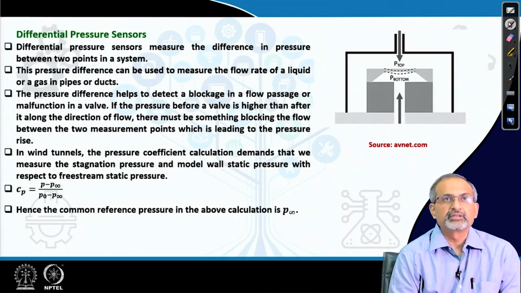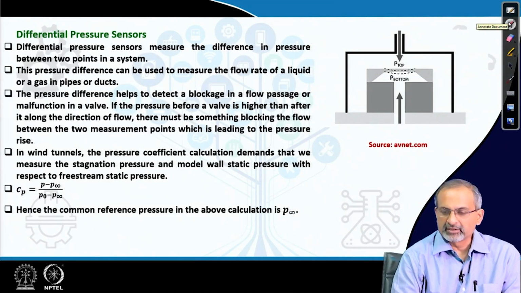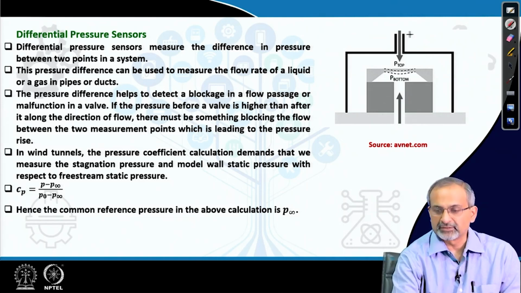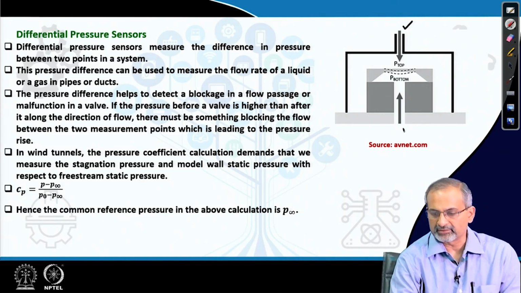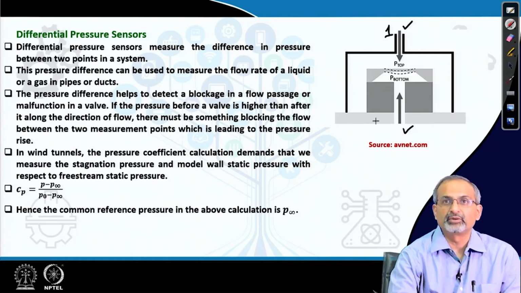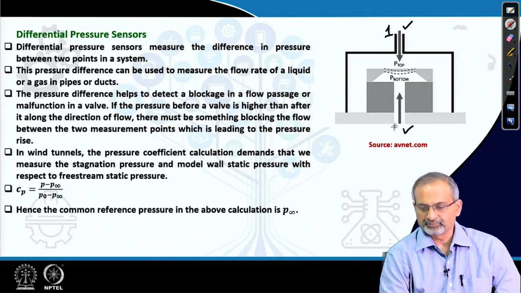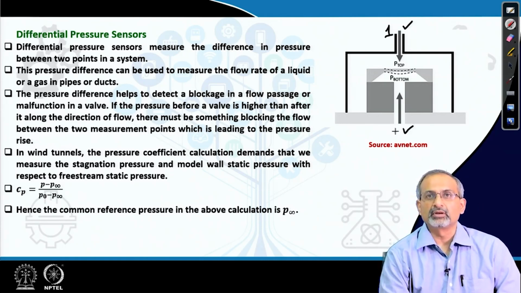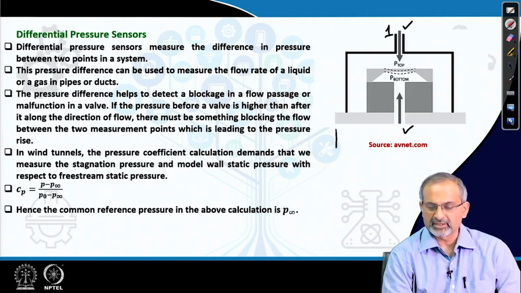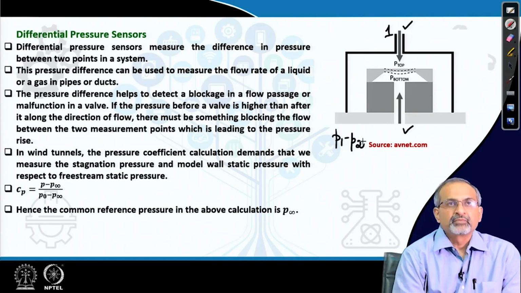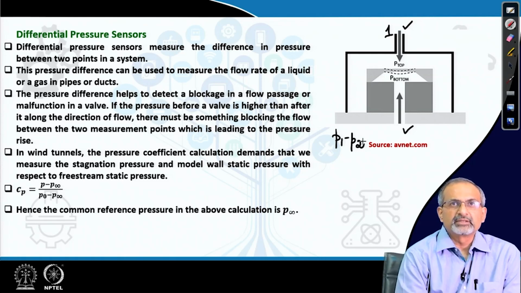Let us look at differential pressure sensors. Here you are going to measure the pressure difference between 2 points. So, let us say you have connected this port through pressure tubing to a point 1 and again this port to another point 2. So, you are essentially measuring the difference between P 1 and P 2. Differential pressure sensors measure the difference in pressure between 2 points in a system.